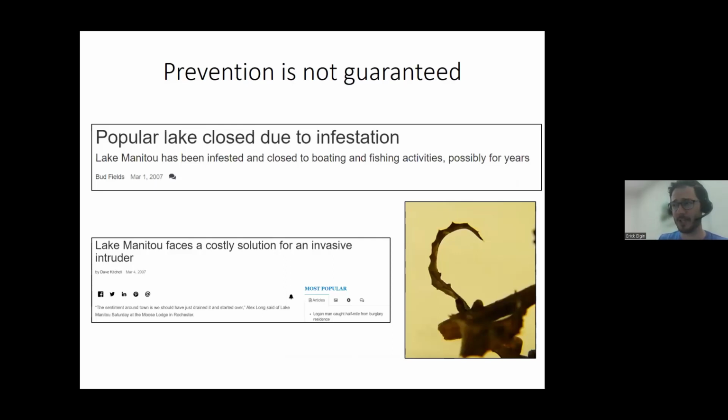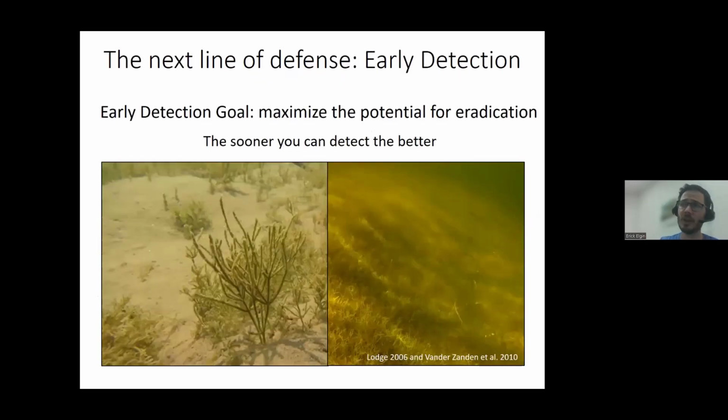Here's an example I like to give. There's a lake in northern Indiana that was invaded by Hydrilla, a really potent, terrible invasive plant. No matter what we do with prevention, there's still a chance that an invasive species can get in. So the next line of defense, along with prevention, is early detection.